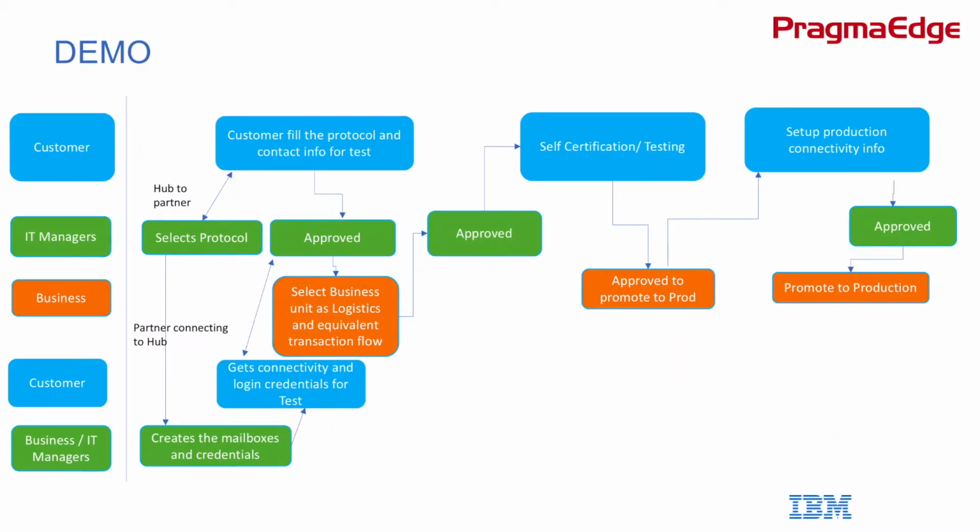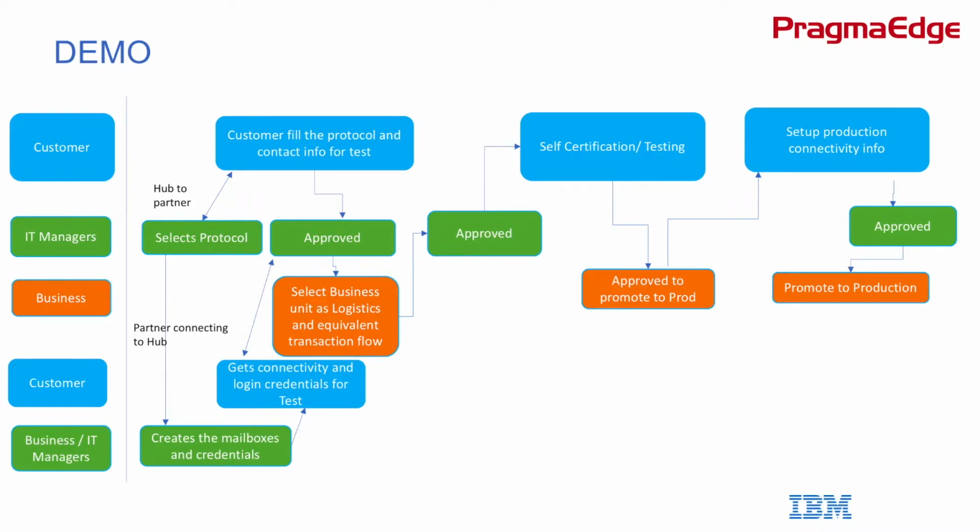Here is a generic flow for the partner onboarding through PEM, wherein the customer sends out the registration form to the partner, and once approved, the customer rolls out an onboarding activity to the partner. The customer fills out all the protocol information and contact information, and it's sent out to the sponsor for approval. Once approved, you can select the business network as logistics and select the equivalent transaction flow, which are predefined templates.